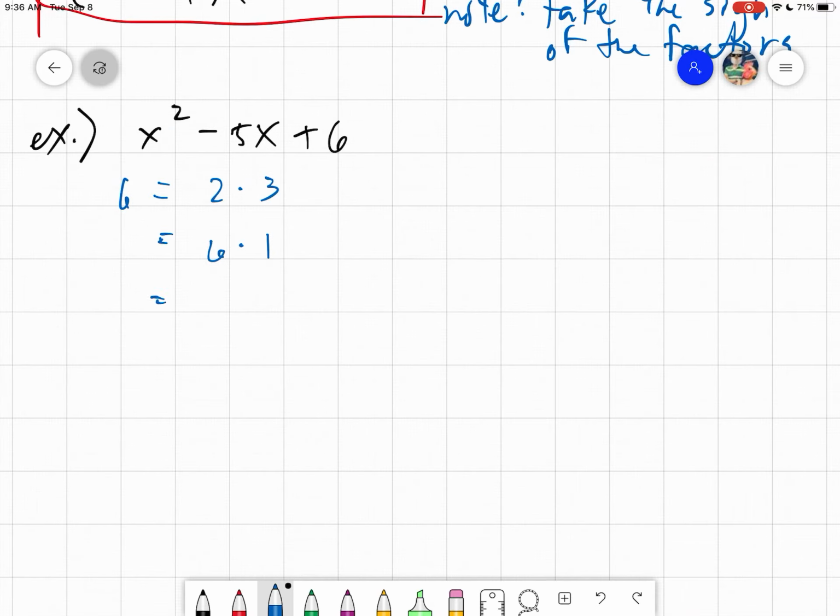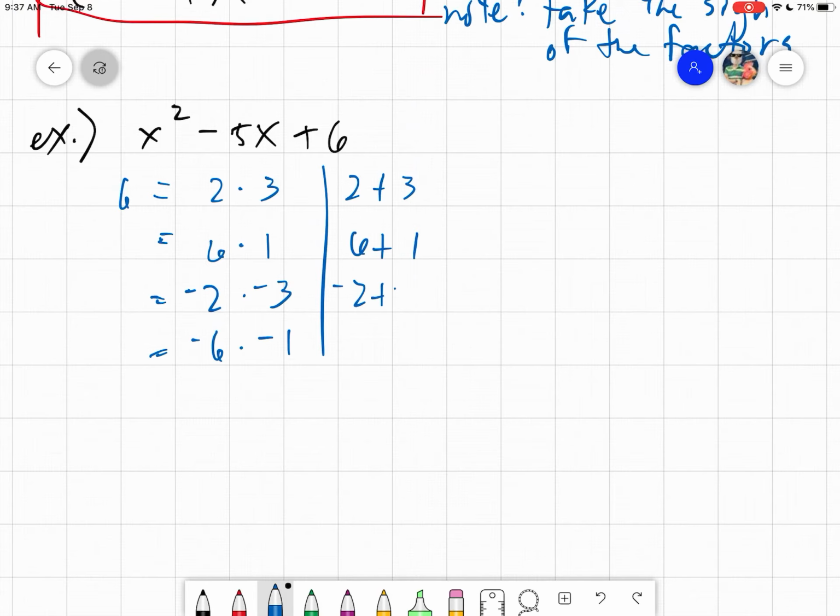6 times 1. Tama? And then we have also, since positive yan, pwede rin yung double negative. So that's negative 2 times negative 3. And negative 6 times negative 1. Then again, pag nakuha mo yung factors niya, you have to add those factors.